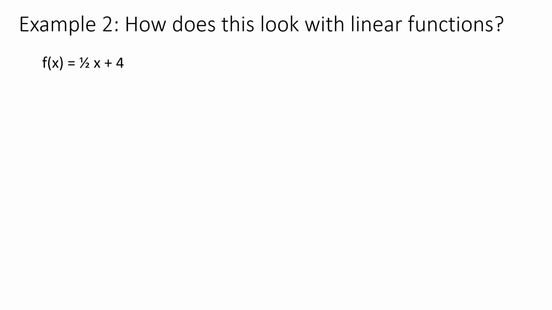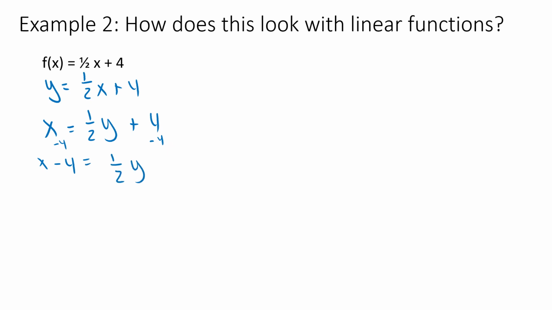This is example 2. And so this gets into the previous lesson. If you are finding the inverse, you might go ahead and swap out the f of x for the y. Then we do this switch of the x and the y. That is the switching of the domain and the range, switching the input and the output. Now we'll go ahead and solve for y. So we'll subtract 4 from both sides. So x minus 4 is equal to 1/2 y. And then we'll multiply both sides by 2. And that will give us 2x minus 8 is equal to y.